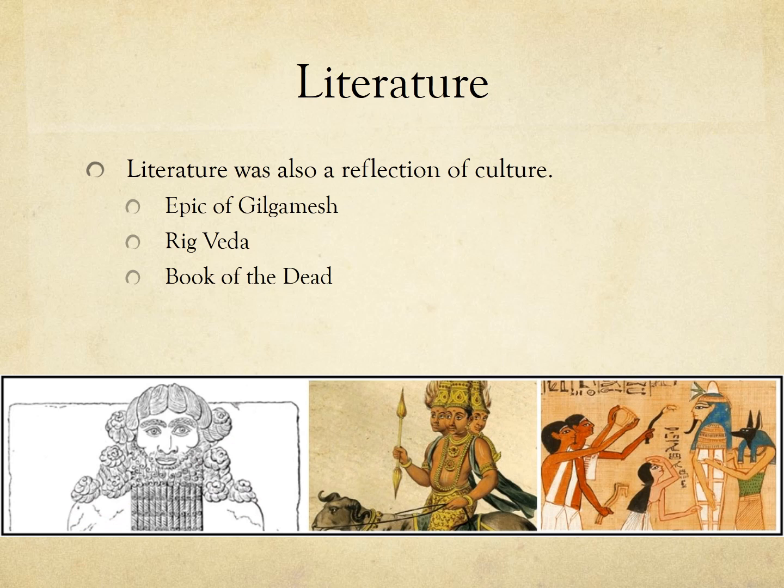You've also got literature being a reflection of culture. So you got the Epic of Gilgamesh at this point in time. You've got the Rig Veda and the Book of the Dead. So all different cultures, all creating these different literatures, as well as oral tradition being still a major component of this period.